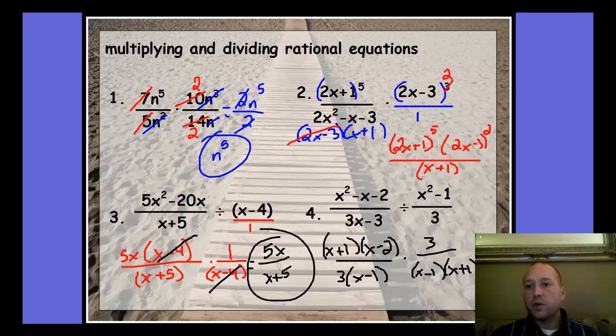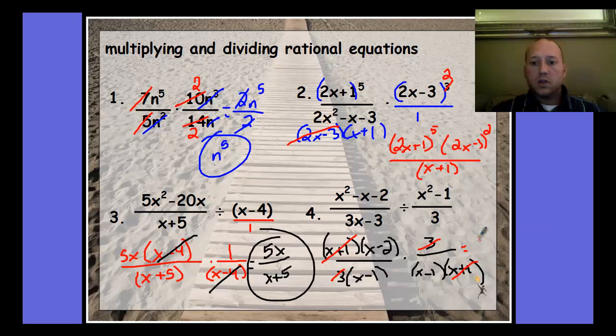So then we can look for reducing. See the 3's reduce, don't forget about those numbers. We have x plus 1 reduce. So then we get, on the top we have x minus 2. At the bottom we have x minus 1, the quantity squared.